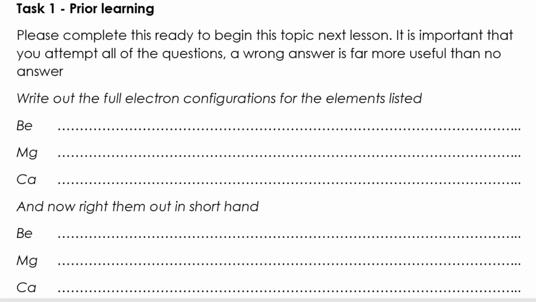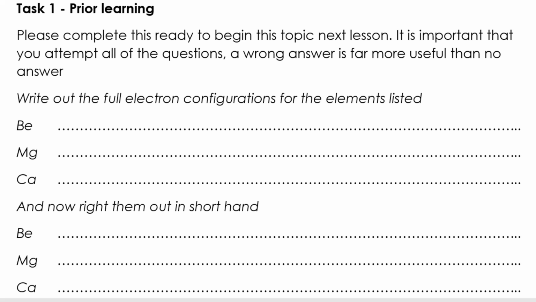But let's have a look at task 1. Task 1 is prior learning, and we're back to electron configurations. You've got 3 different elements here, doing the electron configuration in full and then doing it in shorthand. So pause, and when you're ready, we will start going through the answers.